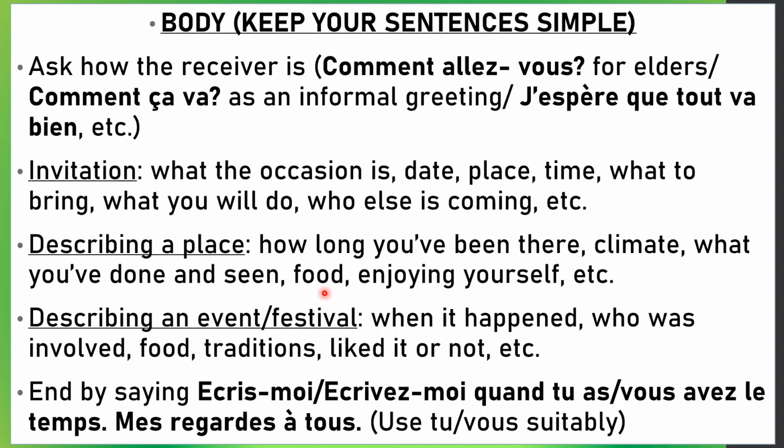The body is one paragraph only. The last two lines will be écris-moi quand tu as le temps, if you're writing in the tu form. Or if you're writing in the vous form, to an elder, écrivez-moi quand vous avez le temps. Again, it's your judgment to decide which person you're writing to. If you're using comment allez-vous here, you will have to use écrivez-moi. Stick to the same tu or vous, whichever one you've chosen at the start. Persist with that for the entire letter. Otherwise, it looks a bit jarring. And then you can say something like mes regards à tous, or mes bisous à tous, kisses, love to all. So this is the way you have to frame your body.